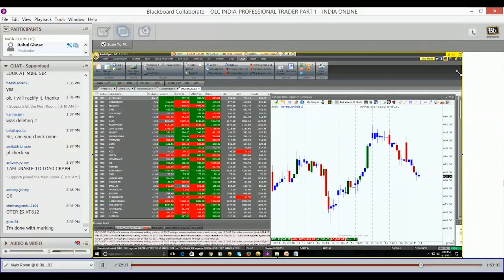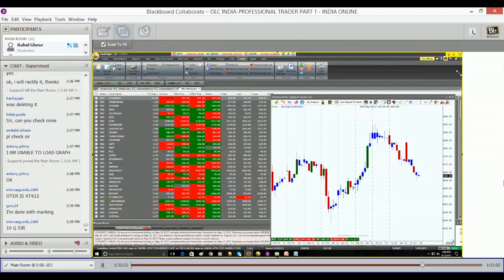Srinivas. Perfect, Srinivas. Good going there. Amitabh, you've marked the second one. Yes, Amitabh, that is indeed correct. Balaji, the level that you have marked on your screen, can you see prices have come back and touched your level?